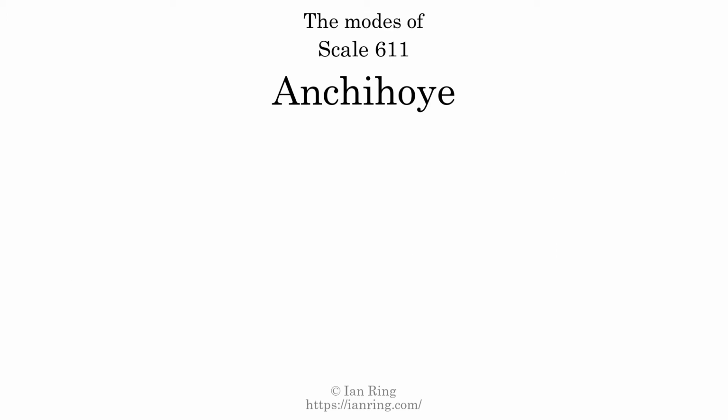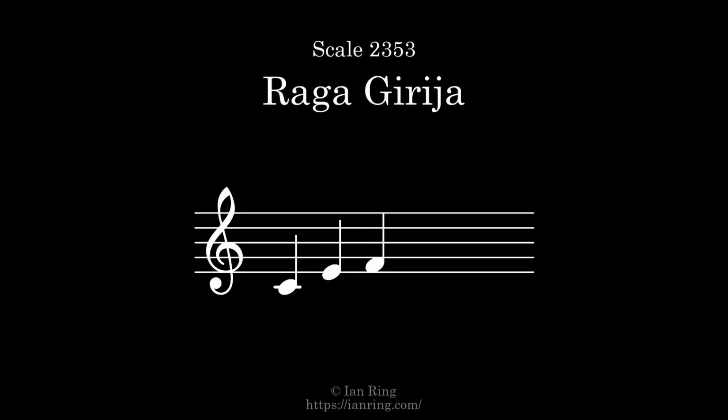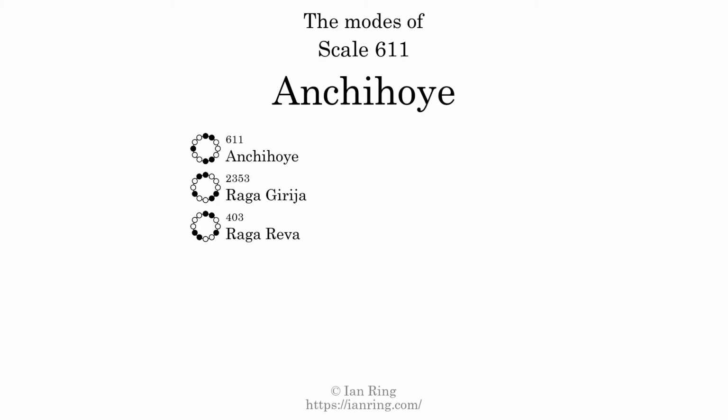This scale has 5 modes. The first mode is itself. The second mode is scale 2353, also known as Raga Girija. It sounds like this. The third mode is scale 403, also known as Raga Riva. It sounds like this.